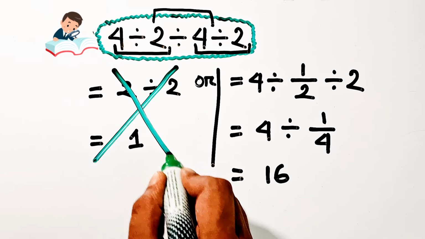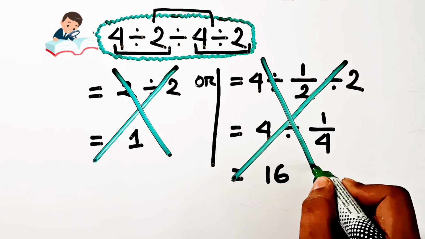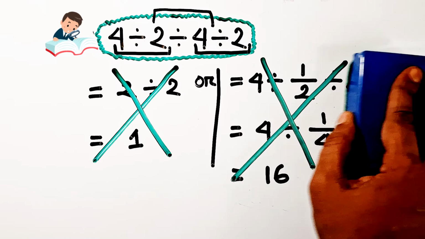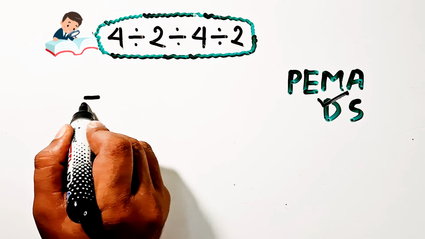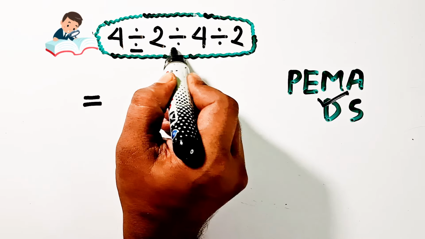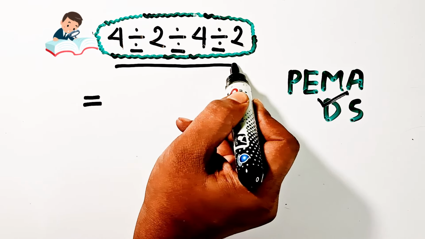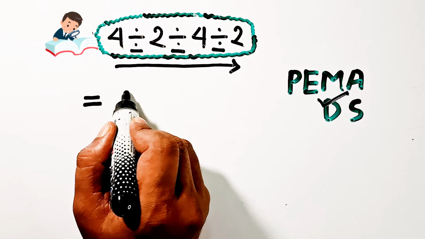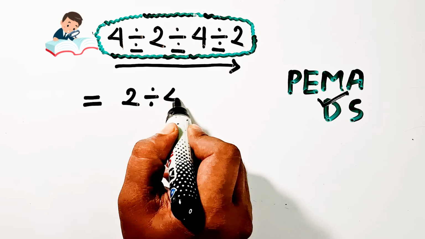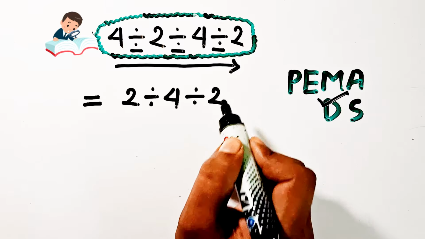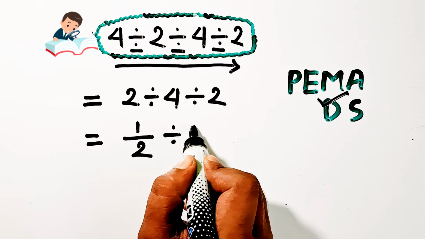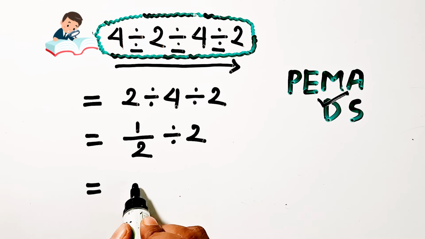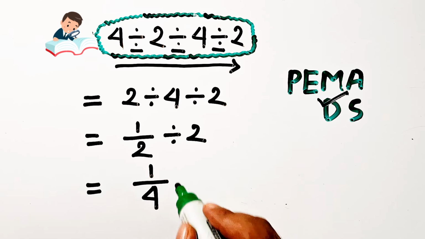Both of these are wrong because we didn't follow the PEMDAS rule. In the PEMDAS rule, multiplication and division have the same priority. In this expression, there are only division operations, and in this kind of situation we should follow the left to right rule. So according to the rule, we get the answer is equal to 1 by 4. It is the right answer.